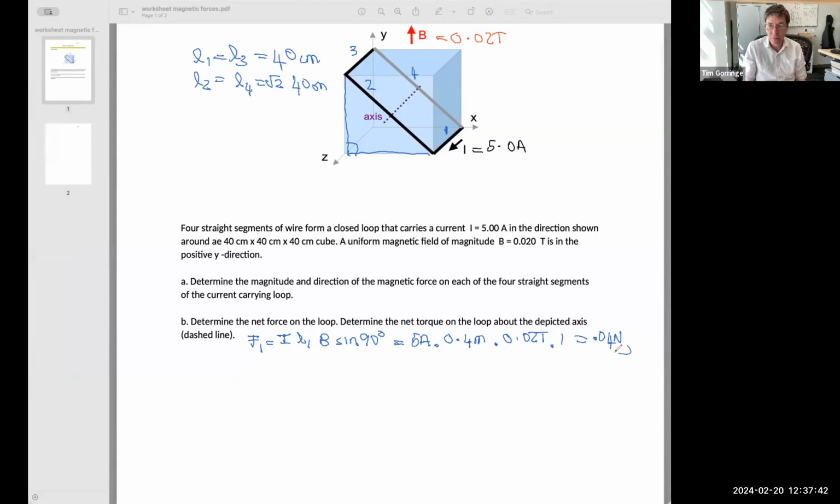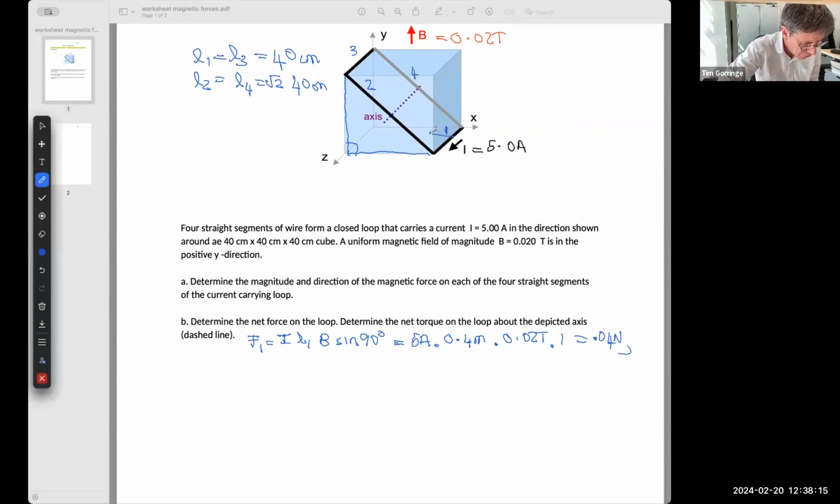What about the direction? Well, we can use the right-hand rule for the direction. Using the right-hand rule, I'm going to point the palm of my hand in the direction of the current. It's going to be hard for me to show that, but the palm of my hand is out of the whiteboard, out of the screen. I'm going to curl my fingers in the direction of the magnetic field, so that's up the screen. And when I do that, my thumb points from the right towards the left. So this is the direction.